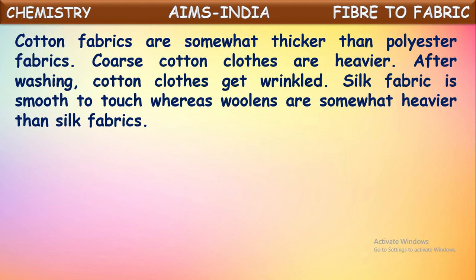After washing, cotton cloths will get wrinkled. Whereas polyester cloths or polyester fabric won't get wrinkled even after washing a number of times. But cotton fabric or cotton cloths will be wrinkled after washing. They should be ironed before using again. But polyesters won't get wrinkled. They are called wrinkle free. So they can be used a number of times even after washing because they won't get wrinkled.